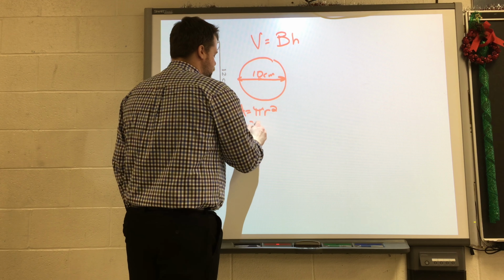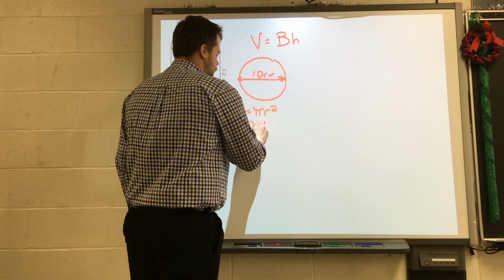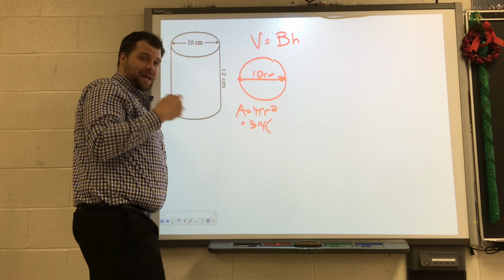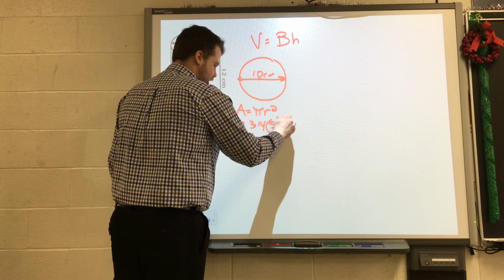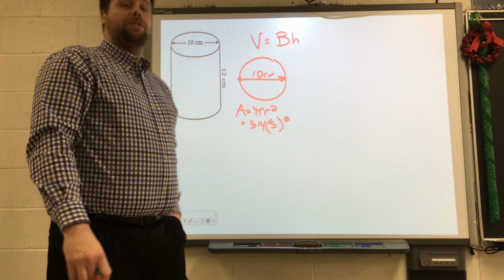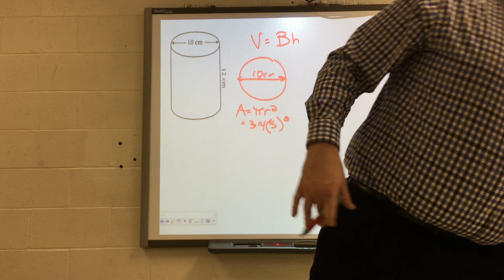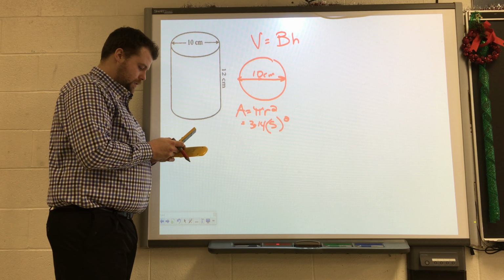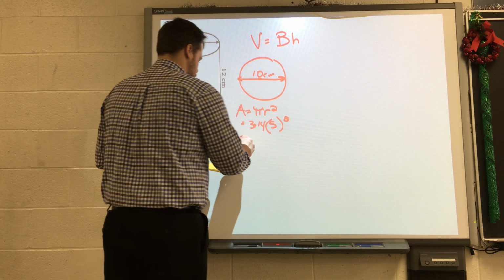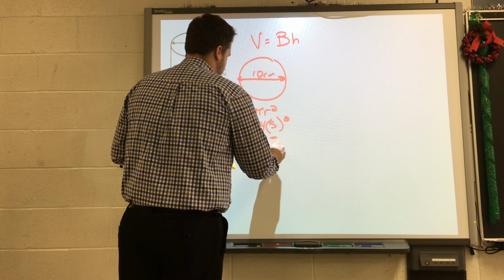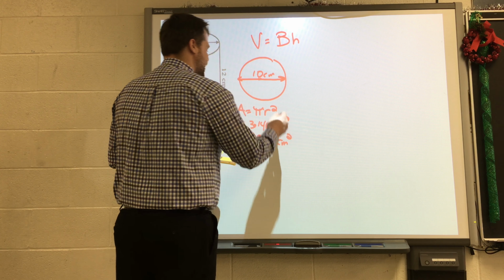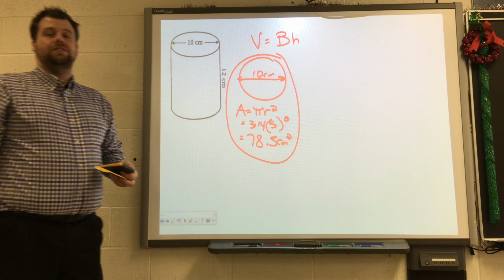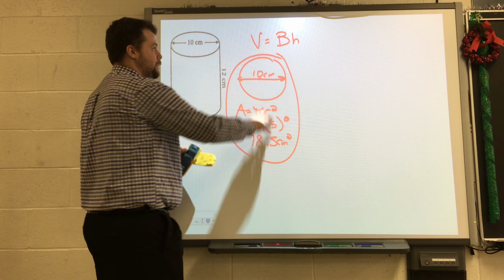So I'm going to take pi, which is 3.14. I'm going to multiply that by r squared. R in this case is going to be half the diameter. It's going to be 5. So I'm going to take 3.14 times 5 times 5. And I get 78.5 centimeters squared. This right here is the area of the base of this cylinder, which is going to be my B right here in the formula.